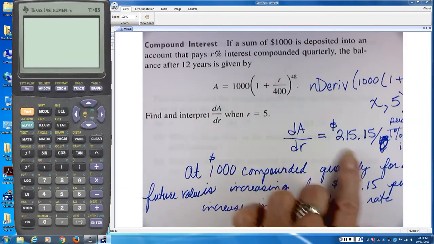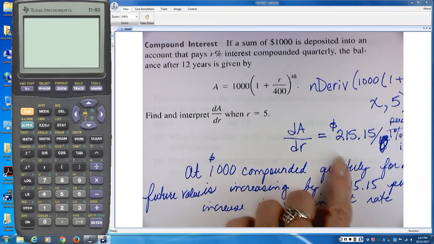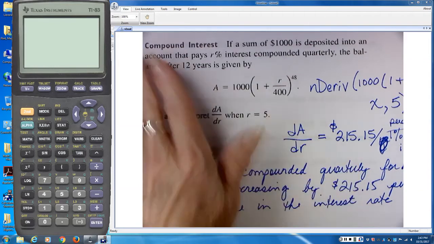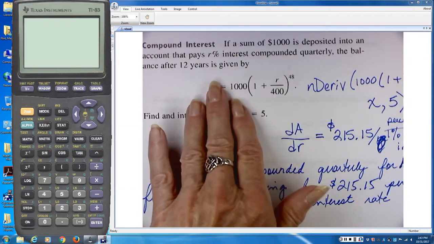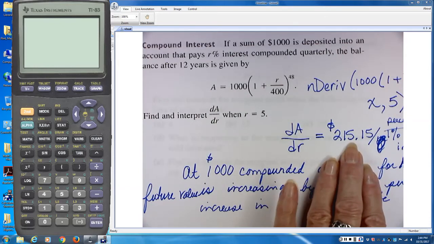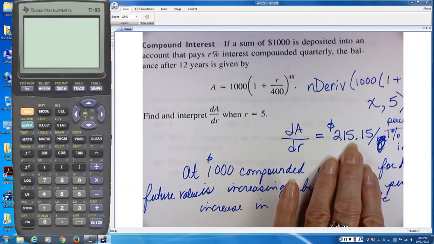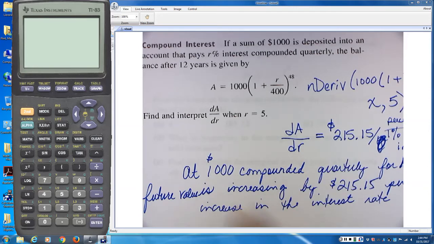Well, then my future value is going to be $215.15 higher. Okay, if I go to 7%, then my future value, still for the same term of leaving it in the bank, everything else is the same, my interest rate goes to 7%, then my future value is going to increase by $430.30. Do we have to include the 5 anywhere in our answers? Not really. Okay, just want to make sure. Yeah, because that's actually what we're starting out.